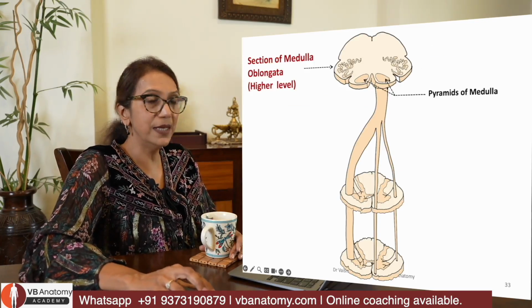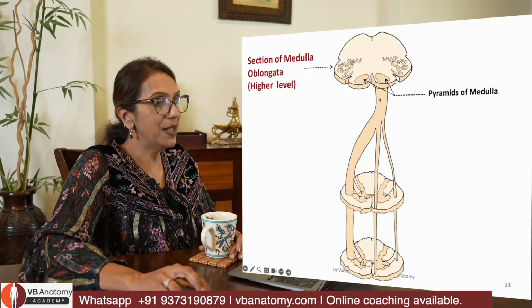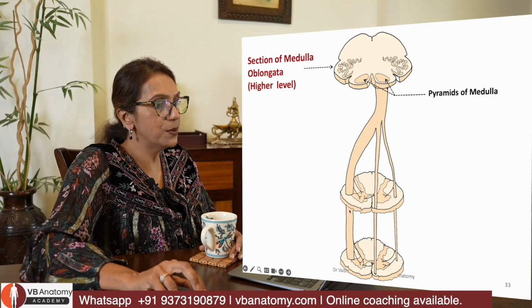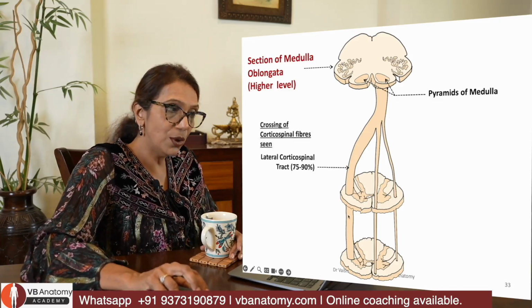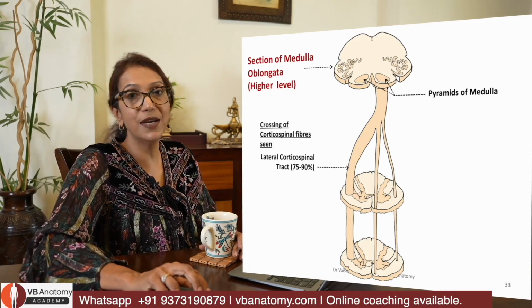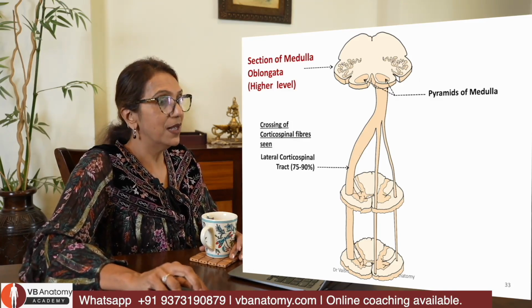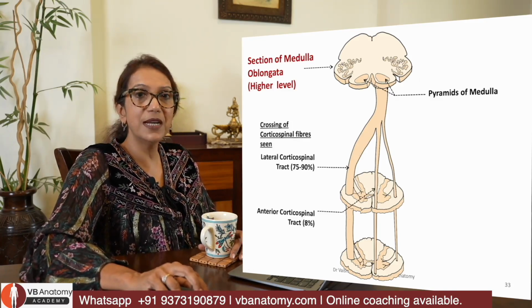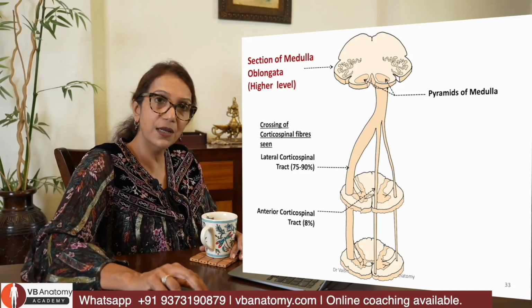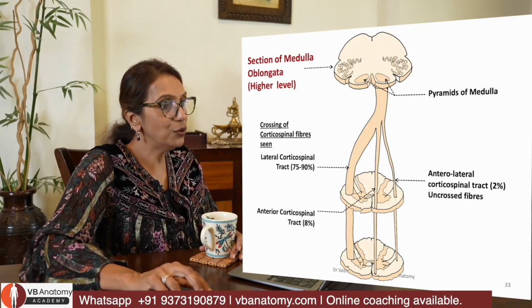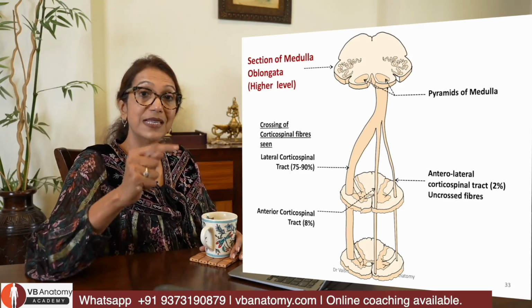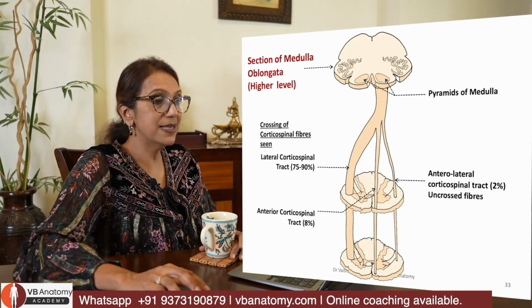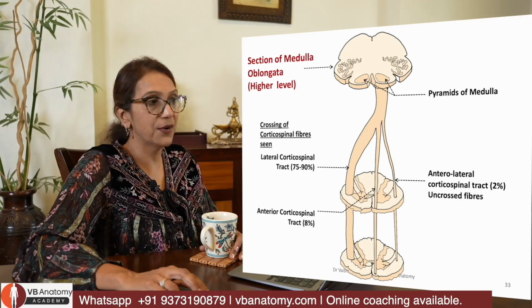This is the pyramid here of the medulla. The fibers of the pyramid cross to the opposite side, forming the lateral corticospinal tract. This is 75 to 90% fibers. Rest of the fibers, about 8%, descend uncrossed as anterior corticospinal tract, and a few fibers go to the same side lateral column as the anterolateral corticospinal tract.